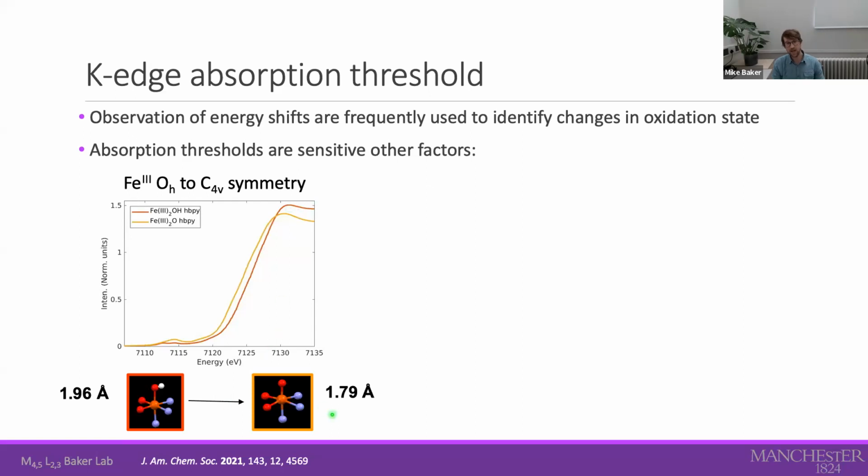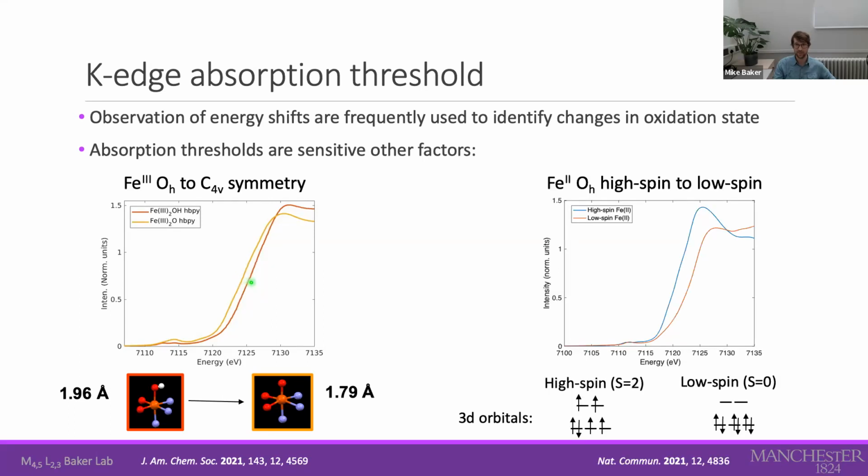Then if we compare that with something where one of these oxo bonds has got a lot shorter, so we've gone from a qualitatively octahedral coordination environment to a C4v environment, then we can see quite a severe downshift in the rising edge. However, we've not changed oxidation state. So this could be falsely interpreted as a change in oxidation state, where really that is not the case.